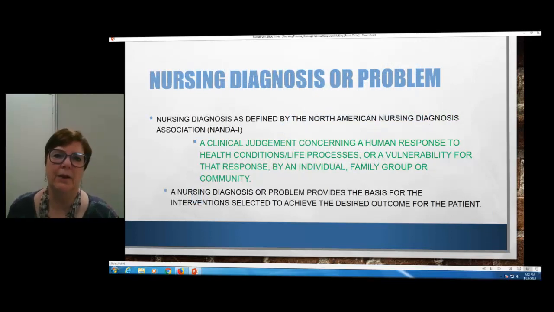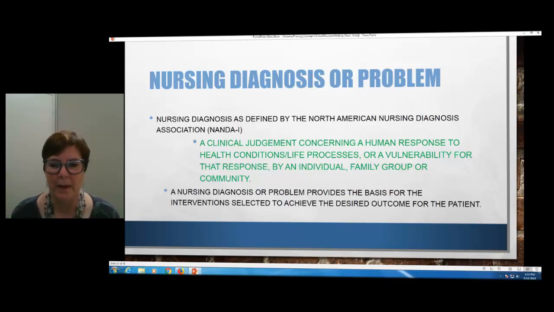A nursing diagnosis or problem. A nursing diagnosis is defined by the North American Nursing Diagnosis Association, or NANDA, and it has the I in it because it's become more international now. It's a clinical judgment concerning a human response to health conditions or life processes, or a vulnerability for that response by an individual, family, group, or community.